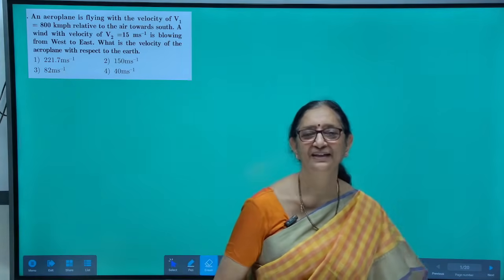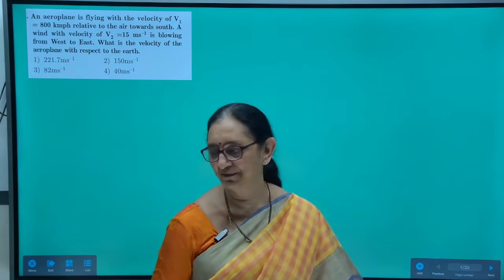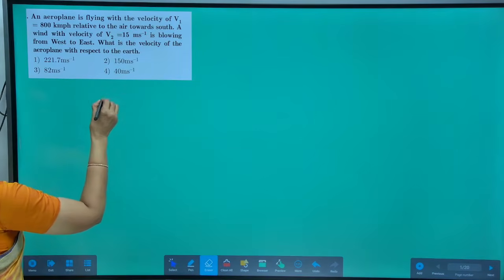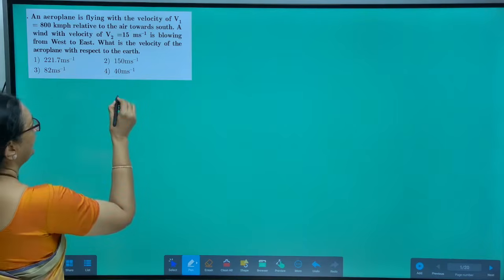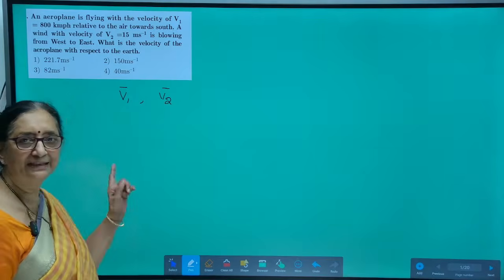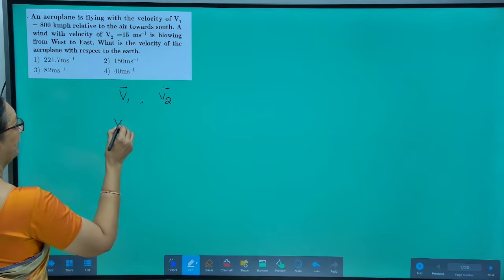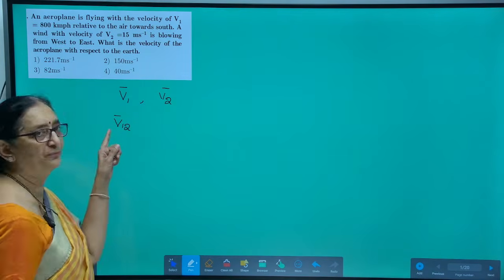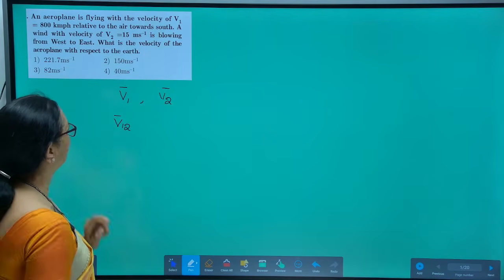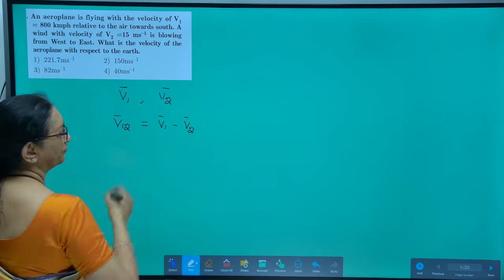Good morning. In this session, I am going to explain problems based on relative velocity. So, here let us see what is relative velocity. Suppose V1 bar and V2 bar are velocities of two objects. Relative velocity of the first body with respect to the second body, V12 bar. This representation we use for the relative velocity of the first body with respect to the second body. This is V1 bar minus V2 bar.